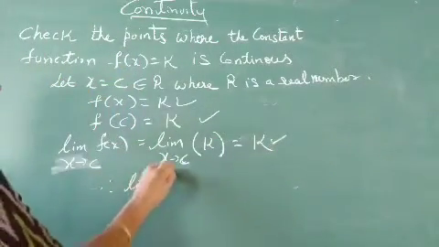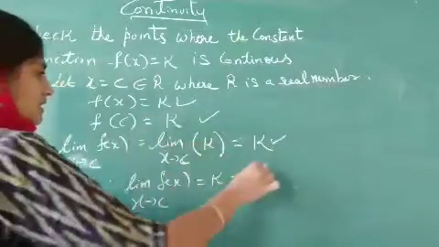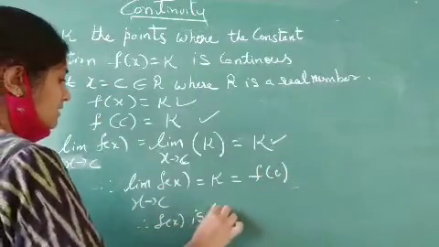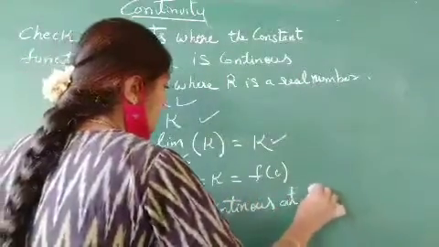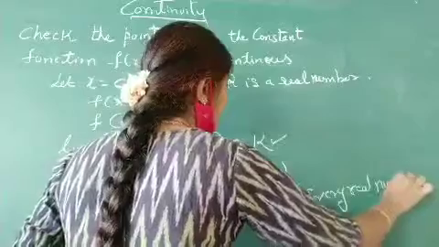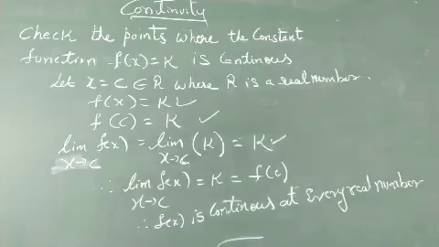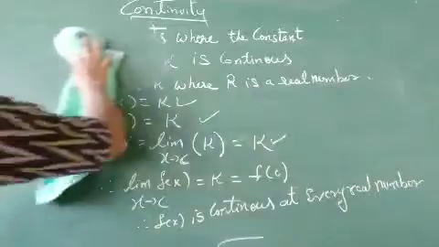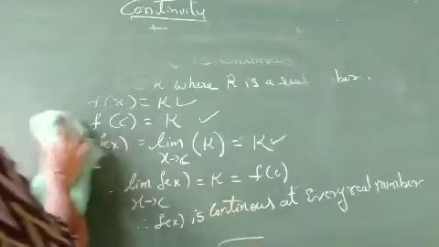Therefore the limit of f of x as x tends to c is equal to k, which is equal to f of c. Therefore f of x is continuous at every real number. At every real number we have proved that it is a continuous function. Next slide. So I am solving the problems by taking c as the point, the point of continuity.